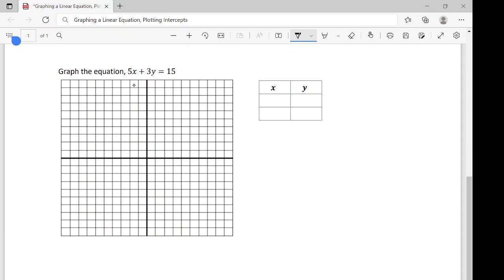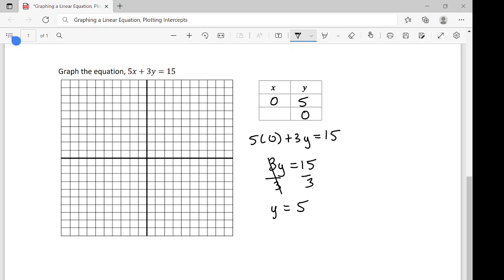Next, we're going to graph 5x plus 3y equals 15. Again, x is going to be 0, and y is going to be 0. So now we're going to plug in our 0 for x here and solve for y. So 5 times 0 plus 3y equals 15. 5 times 0 is 0, so it's just going to go away. So we're going to end up just having 3y equals 15. And then divide by 3, where the 3's go away. Y is going to equal 5. So that's where 5 goes.